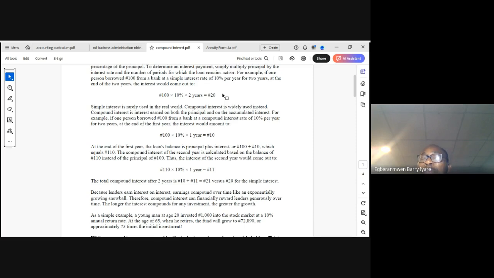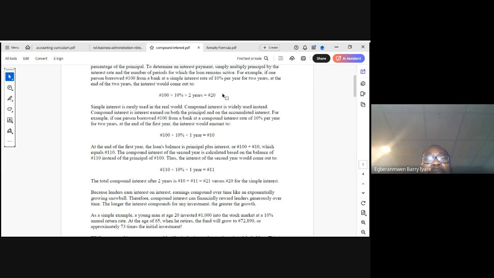So your interest is added back to your principal, and the interest will now be calculated on the new principal. That is what compound interest is all about. But the simple interest is not so. Every year, if you invest 100 naira, they'll give you 10 naira. The second year, they'll give you 10 naira. So at the end of 2 years, you get 20 naira.